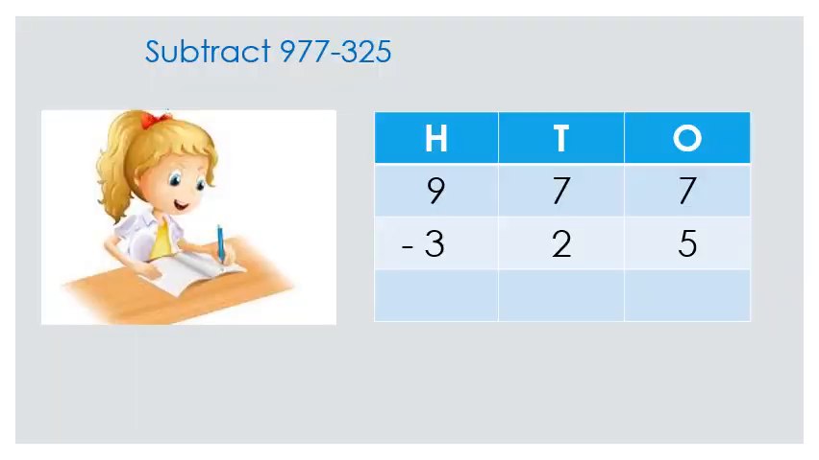Now let's revise subtraction without borrowing. 977 minus 325. Arrange all these numbers in columns according to their place values. Now subtract the ones column. 7 minus 5 is equal to 2. Now subtract the tens column. 7 minus 2 is equal to 5. Now subtract the hundreds column. 9 minus 3 is equal to 6. So the answer is 652.